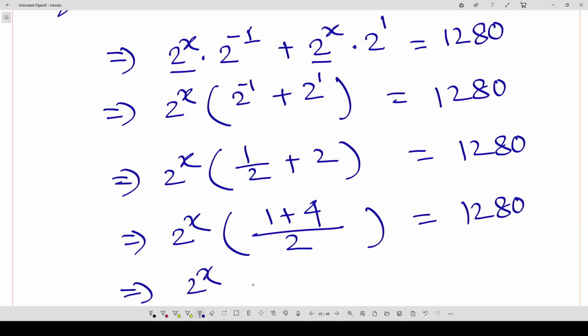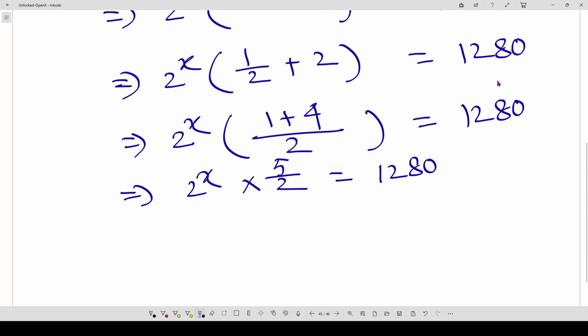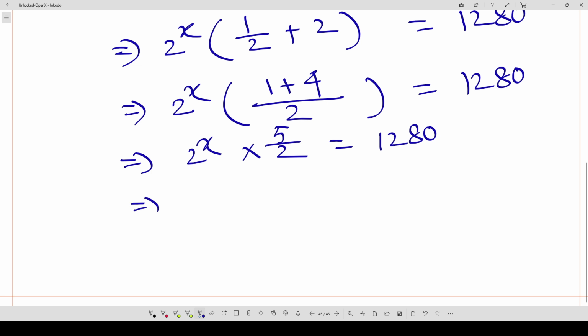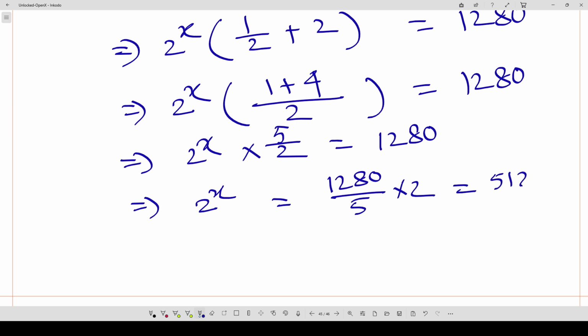Now 2 to the power x times, it will be 1 plus 4 is 5, divided by 2, and here is 1280. And now by cross multiplication we can write 2 to the power x equals 1280 divided by 5 times 2. So 1280 we can divide by 5, right? 1280 divided by 5, so it will be 256. 256 times 2, it means 512.